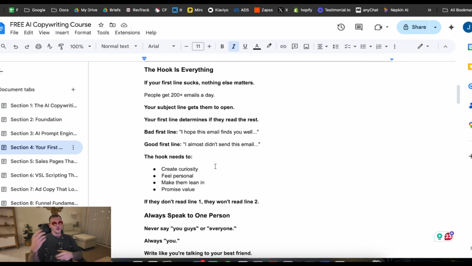We need to be using things like open loops. An open loop is basically just creating curiosity to the point where they feel like they need to close the loop in their brain. As humans, we don't like open loops in our brain, things that are not completed. So if we use something like I almost didn't send this email, people are like, oh, why not? That's probably the best way to understand that.